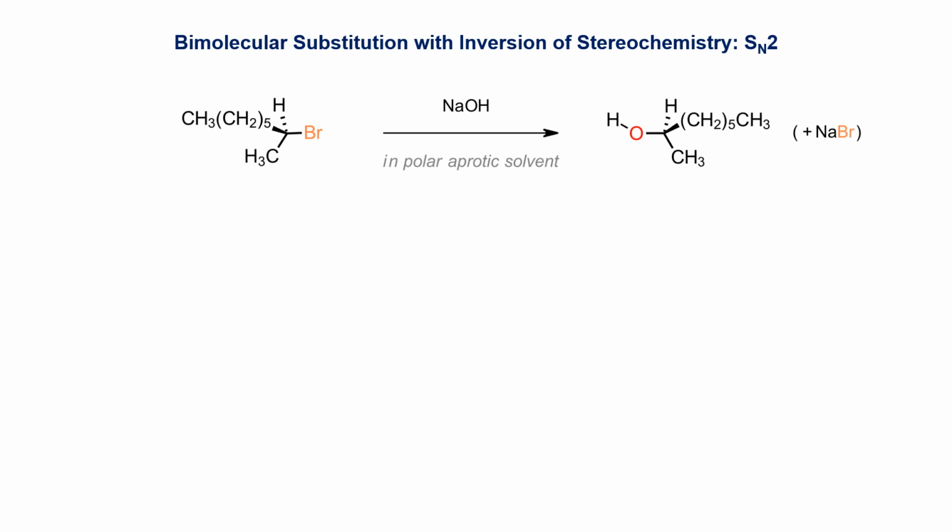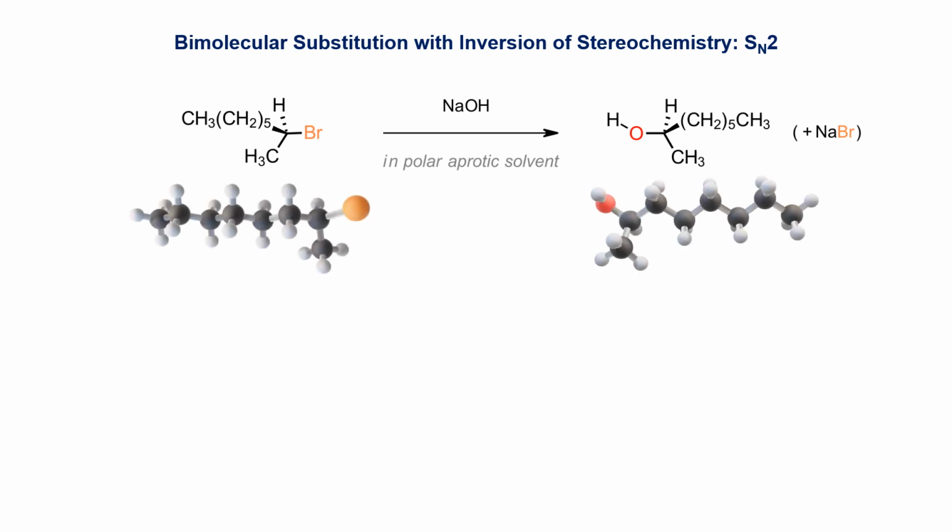When a chiral alkyl halide reacts with a powerful nucleophile such as hydroxide, an inversion process occurs. The nucleophile approaches the electrophilic carbon from the back, the opposite side from which the leaving group is breaking off, and produces a stereochemically inverted substitution product. Valuable clues to the nature of this mechanism are as follows.